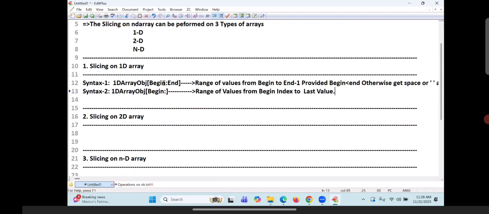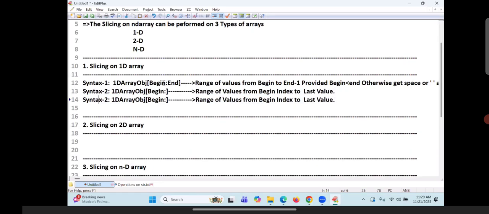Next I will write one more kind of syntax. 3. What is the third syntax? 1D array. Beginning is not written. What am I writing simply? End I am going to write. Range of values from begin, the first value, to very good, end minus 1. If you write end value, I will drop you at the railway station. So first value to what? End minus 1 indexed value.